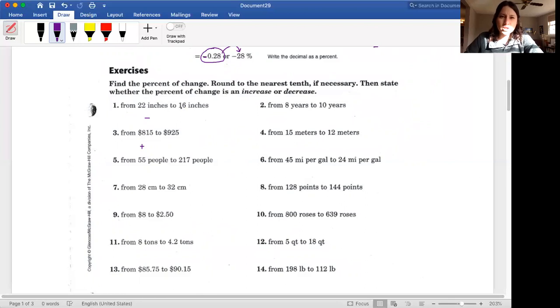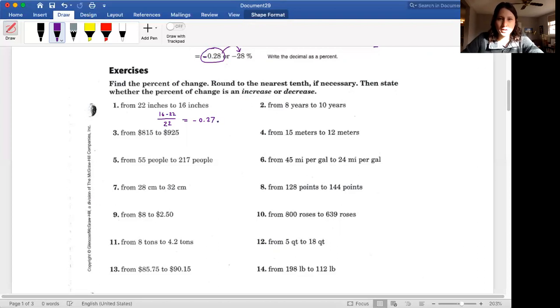So let's do 16 minus 22, just like the book and the instructions tell us what to do. So 16 minus 22 over, so I'm actually going to take this negative off because we don't want a double negative. So 16 minus 22 over the original amount, which is 22. And so 16 minus 22, I think is negative 6, right? And then divide that by 22, and you get a repeating decimal. It's negative 0.27 repeating.